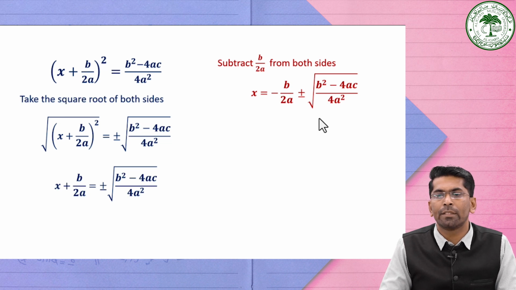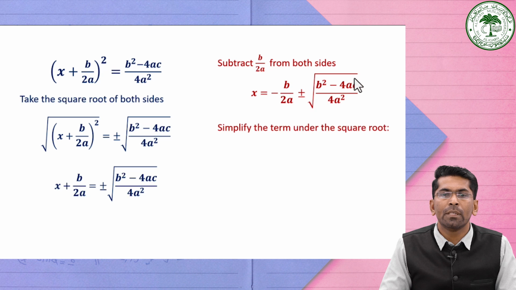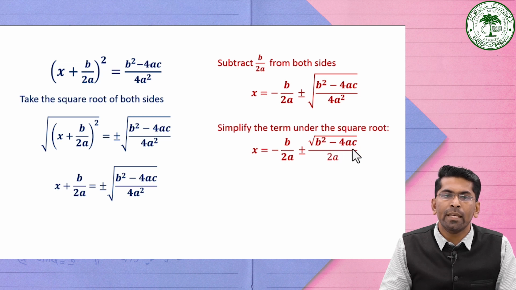divided by 4a square. Now after this particular step, we want to simplify the expression under the square root. We want to simplify this term, especially which is under root. We are removing the under root from this particular denominator. So this will become x is equal to minus b by 2a plus or minus. We are only taking the under root for the numerator, that is b square minus 4ac as it is. If you remove the root for the denominator, then it will become 2a.